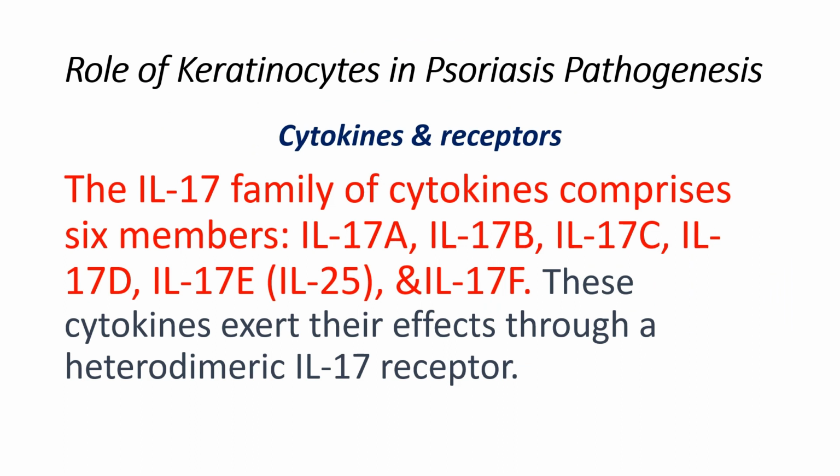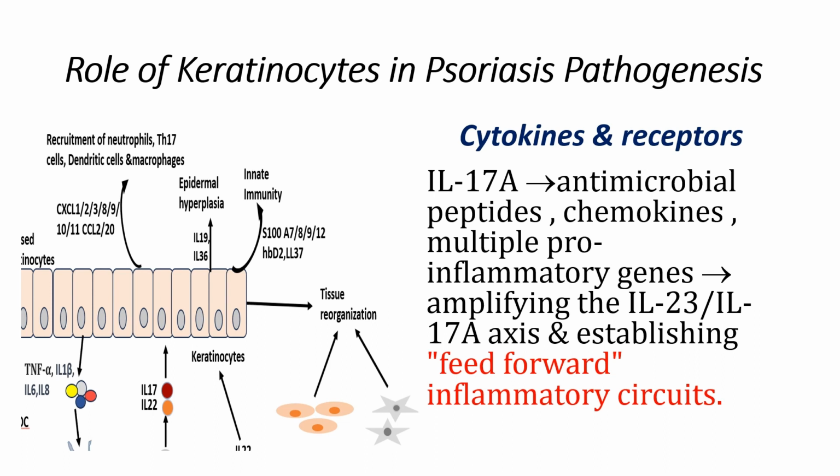The interleukin 17 family of cytokines comprises 6 members: interleukin 17A, which is often referred to as interleukin 17, interleukin 17B and C and D and E and F. These cytokines exert their effects through heterodimeric interleukin 17 receptors. Among them, interleukin 17A, the primary downstream cytokine of interleukin 23, is strongly associated with and extensively studied in the pathogenesis of psoriasis.